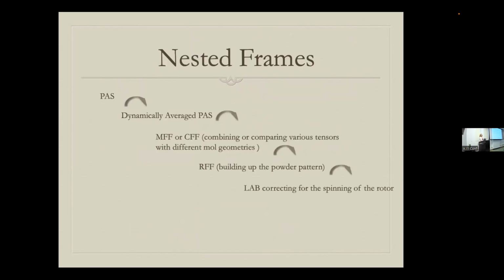In NMR, we often use what I call nested frames. We don't just have the lab and the PAS that we think about. Maybe the principal axis system gets dynamically averaged, so we should have another frame that represents it after all that averaging. Maybe it has different orientations, definitely different values. Maybe for that one interaction, we need to place it into a crystal because we're going to have more than one interaction and they all have to be joined together in one crystal.